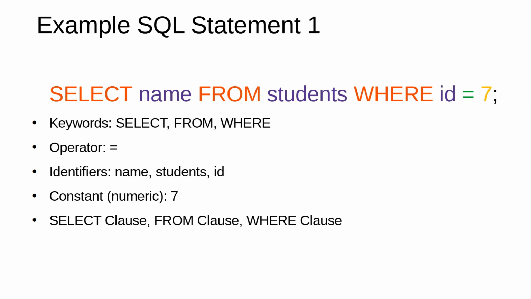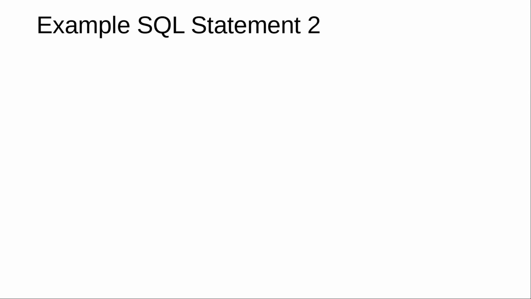Name, students and ID are identifiers. Name and ID are column names while students is a table name. 7 is a numeric constant and the SQL statement contains a SELECT clause, FROM clause and WHERE clause.